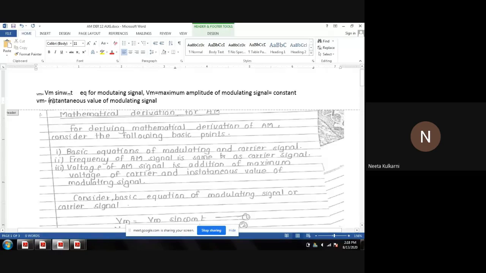इन्स्टंटेनियस व्हॅल्यू म्हणजे काय, त्यामुळेच त्याला इन्स्टंटेनियस म्हणतात ना. At every instant the value of that particular signal is going to change. मग हे जे स्मॉल Vm आहे, that small Vm is representing instantaneous value of modulating signal. Instantaneous value of modulating signal is given by capital Vm. Capital Vm म्हणजे काय, मॅक्झिमम एम्प्लिट्यूड ऑफ द मॉड्युलेटिंग सिग्नल.